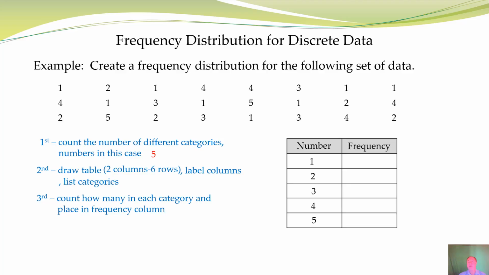Now, count how many in each category. So I'd go up to my data set, count how many ones. If I count the ones, I find there's 8. Then I'd count the 2s, the 3s, the 4s, the 5s, and I'd find 5 2s, 4 3s, 5 4s, 2 5s. And this would be my frequency distribution.